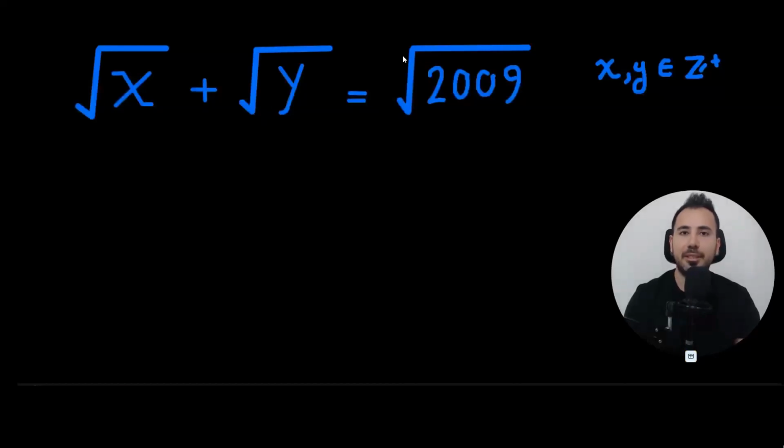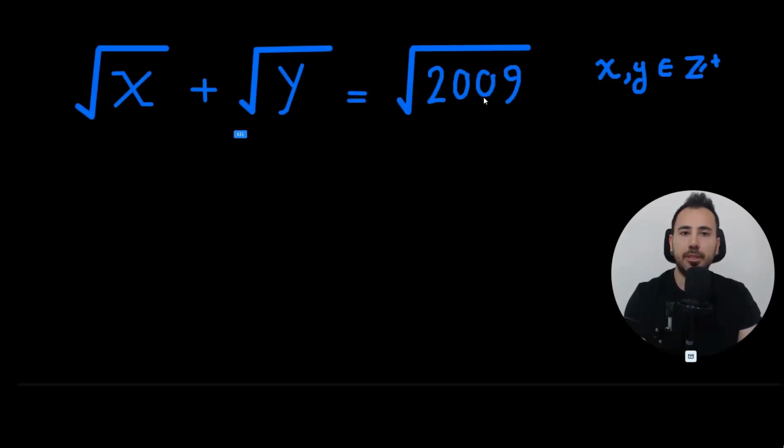Today, we're going to do this Olympiad question. The square root of x plus the square root of y is equal to the square root of 2009. x and y are non-negative integers. I think it's a good idea to guess one set of solutions, maybe more than one. Okay, let's do that.